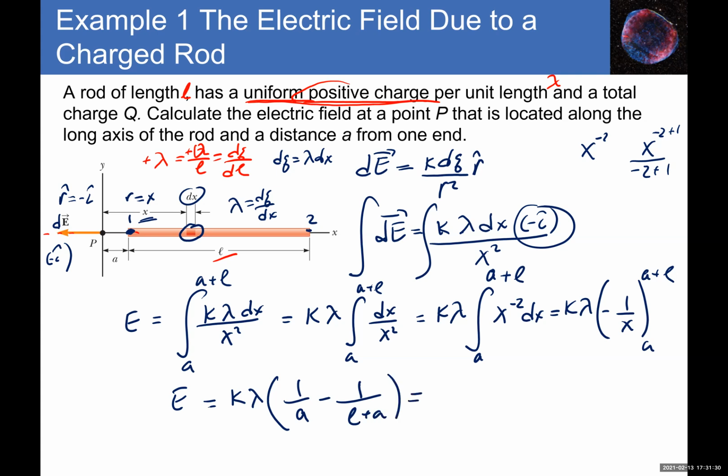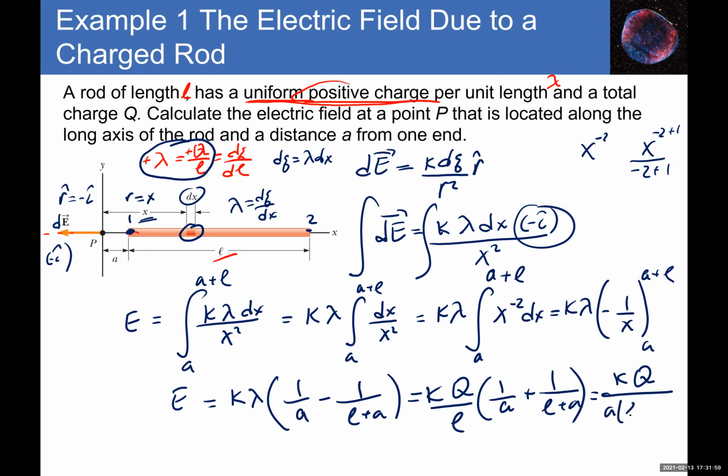Then from here, because I don't want my final expression to include lambda, which is the linear charge density, I can say that lambda is equal to Q over L. So I can replace this with kQ over L times 1 over a minus 1 over L plus a. And if I combine everything together, I get kQ over a times L plus a. And that's my final answer for this electric field.